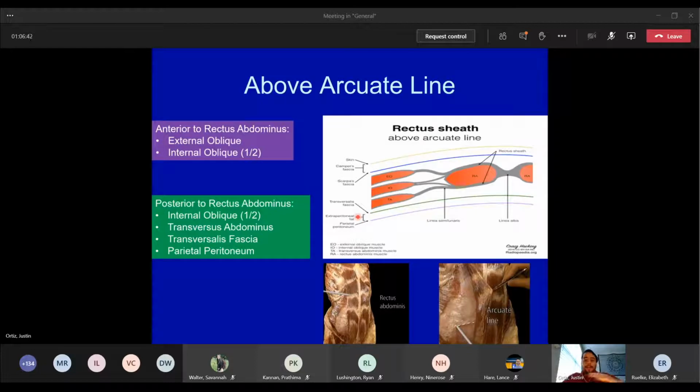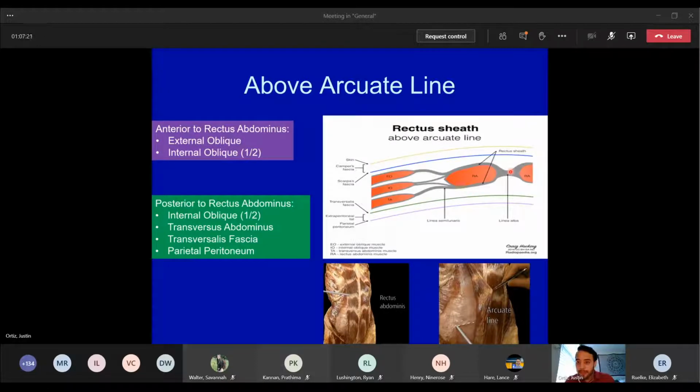If you're above the arcuate line, meaning superior to this dotted line, anteriorly you're only going to have the external oblique and half of the internal oblique. You see all of your abdominal muscles converging and making this rectus sheath. The rectus sheath is surrounding the entire rectus abdominis. Here's our rectus abdominis right here. What makes this rectus sheath is all these muscles coming together and fusing towards the midline to cover the rectus abdominis. You see all these muscles giving way to this rectus sheath.